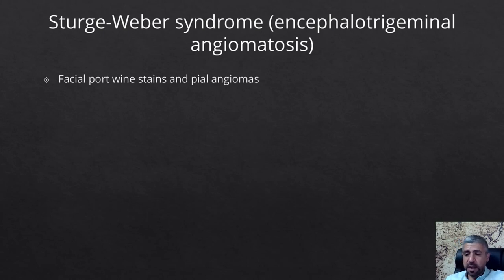Now let's move to the second topic of today's episode of Phacomatosis, which is Sturge-Weber syndrome. It's also known as encephalotrigeminal angiomatosis. Sturge-Weber syndrome has the following findings. It's defined by facial port-wine stains and pial angiomas. You have these two findings, facial port-wine stains and pial angiomas, and you get what's known as Sturge-Weber syndrome.